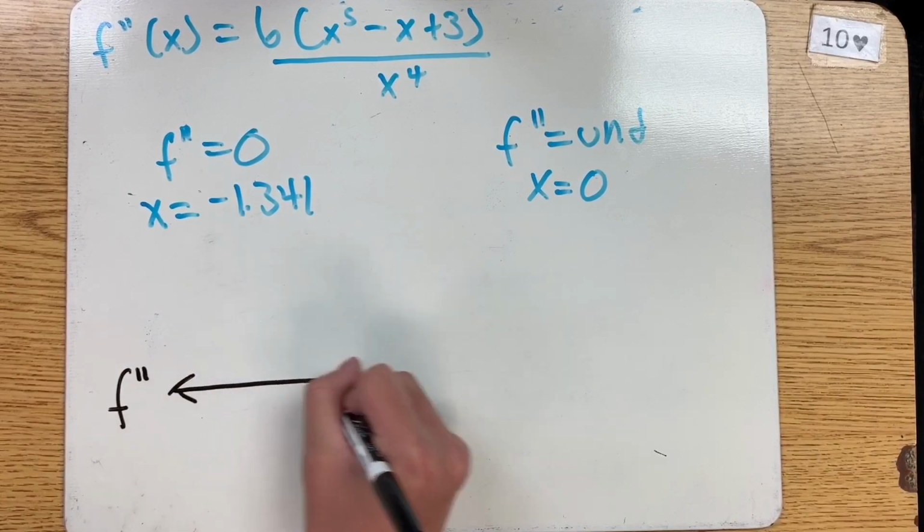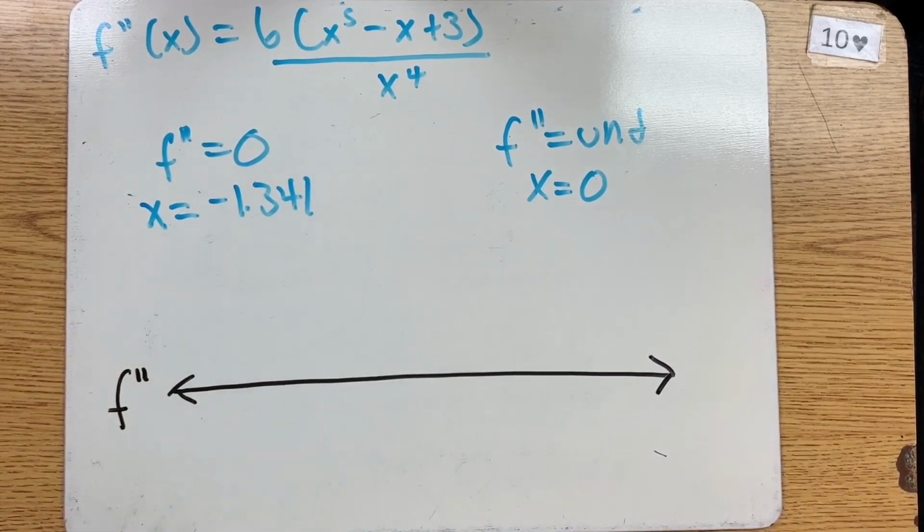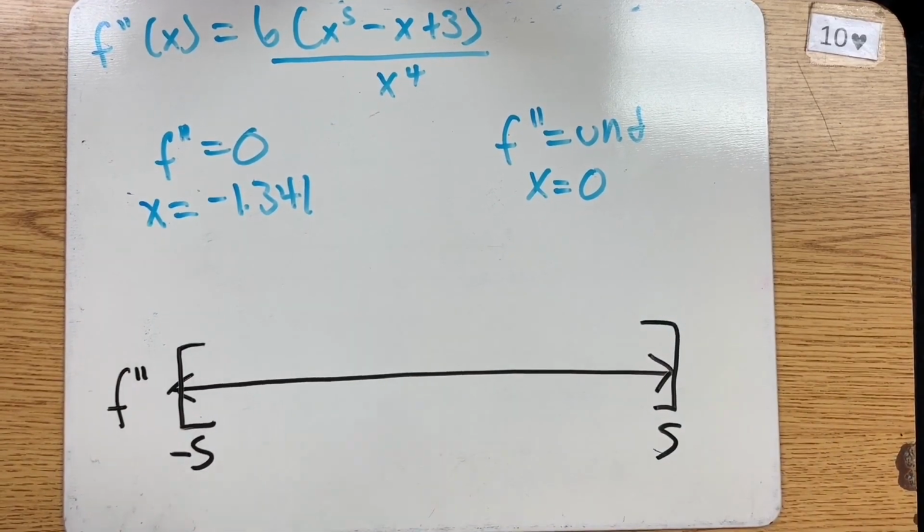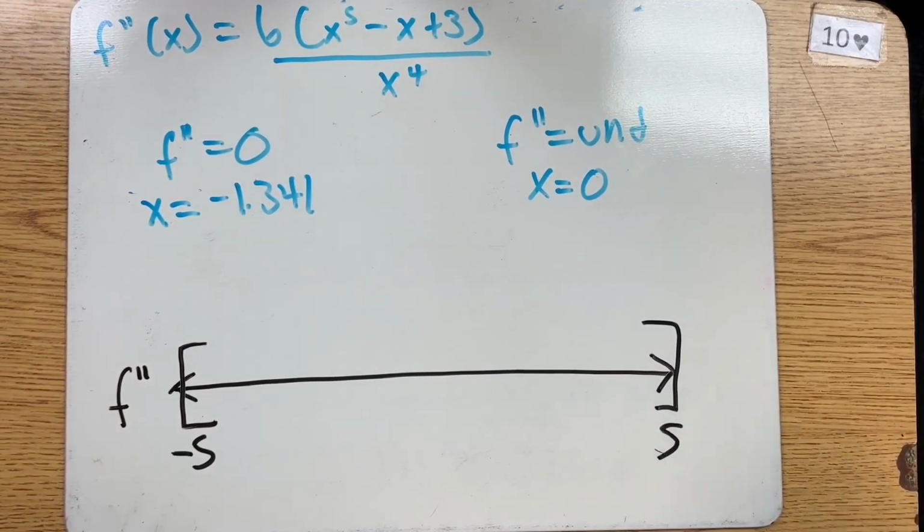Next, we need to plot these numbers on the f double prime number line and test values between these critical numbers. This helps us visualize the concavity of f.